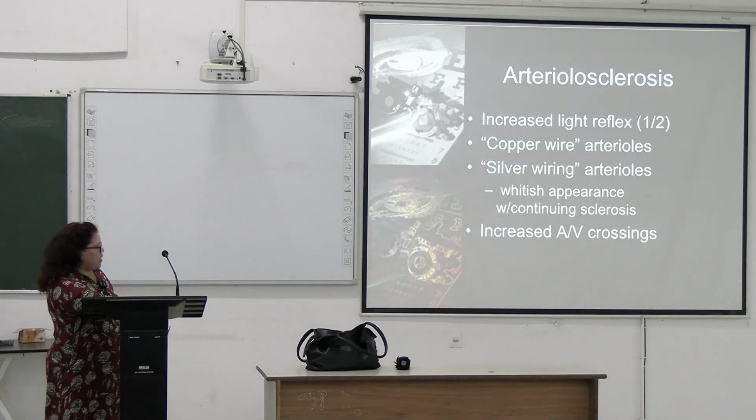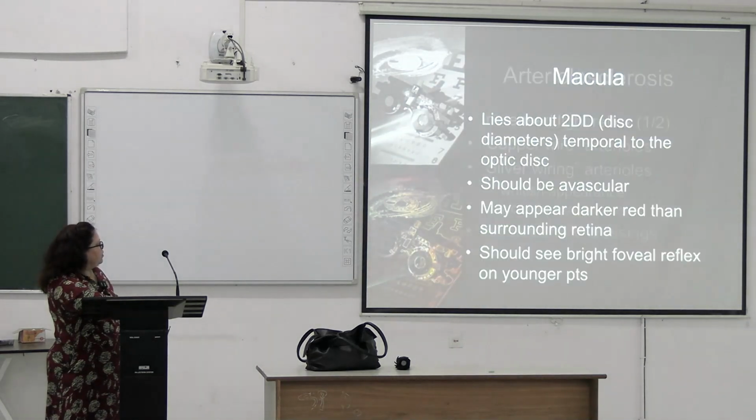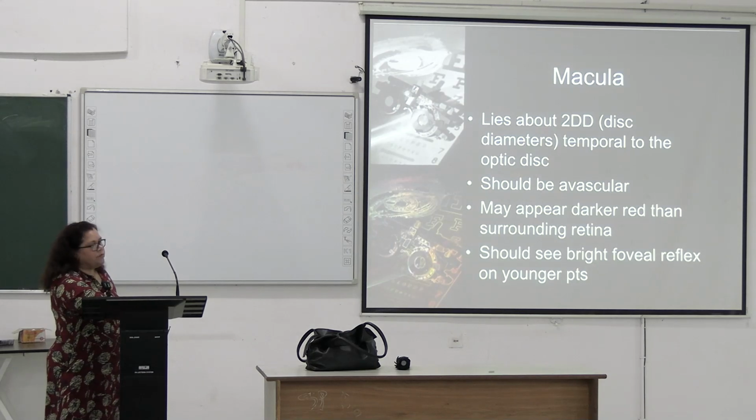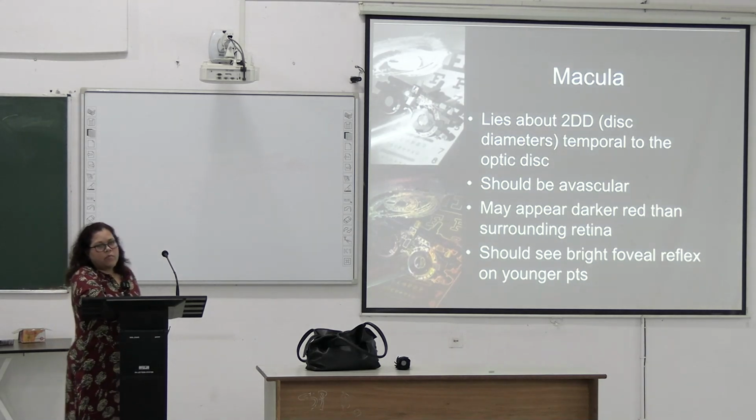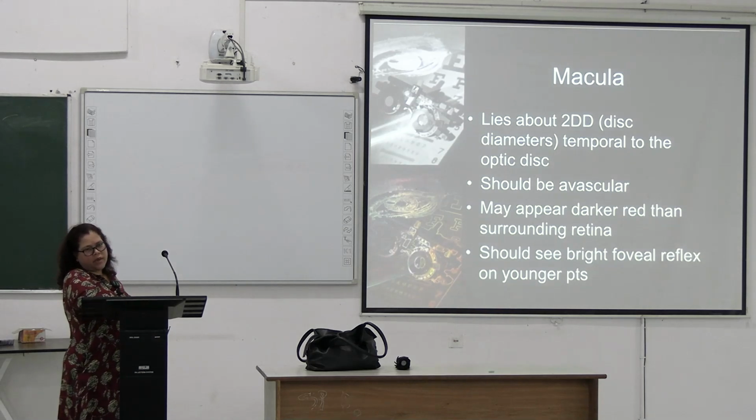Then increased AV crossing changes. This is the AV crossing changes. And macula. Macula is the most sensitive part of the retina where the image is focused and we see the image properly.